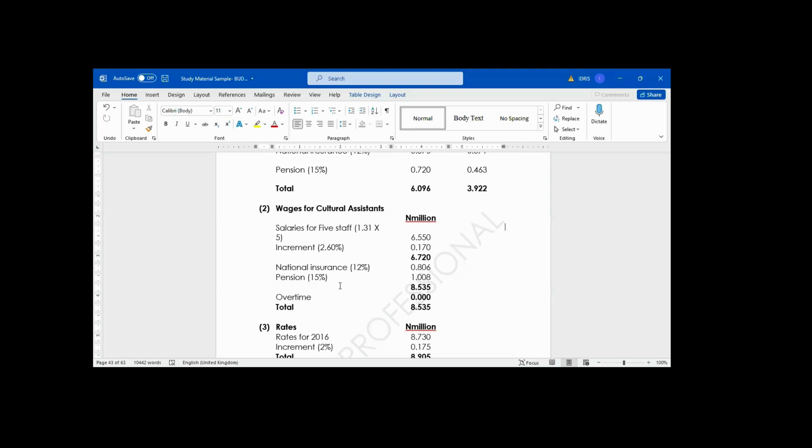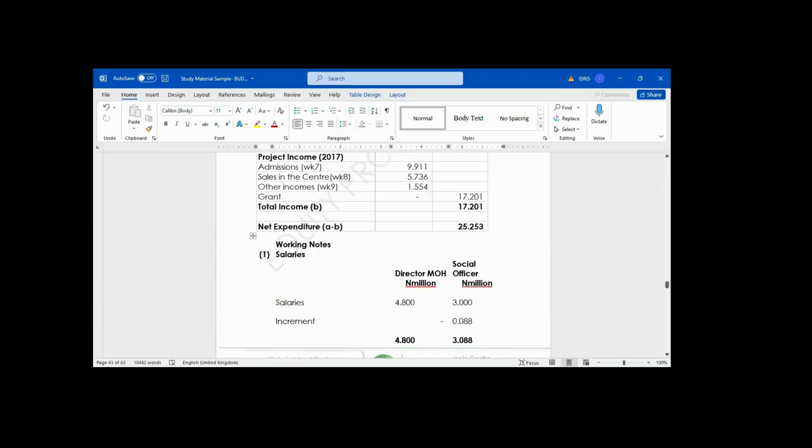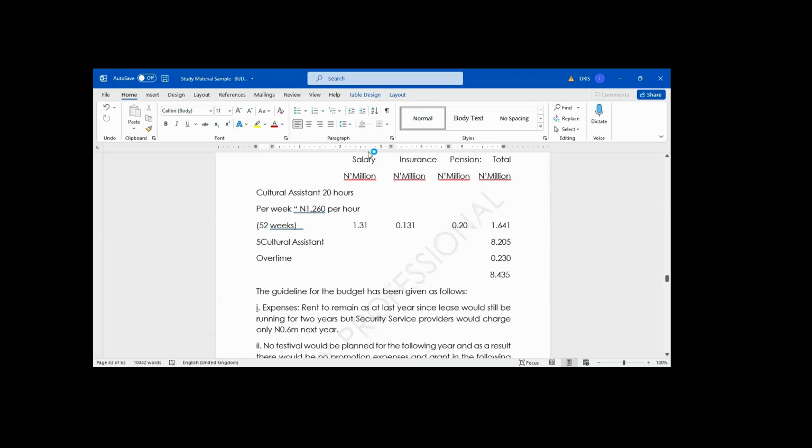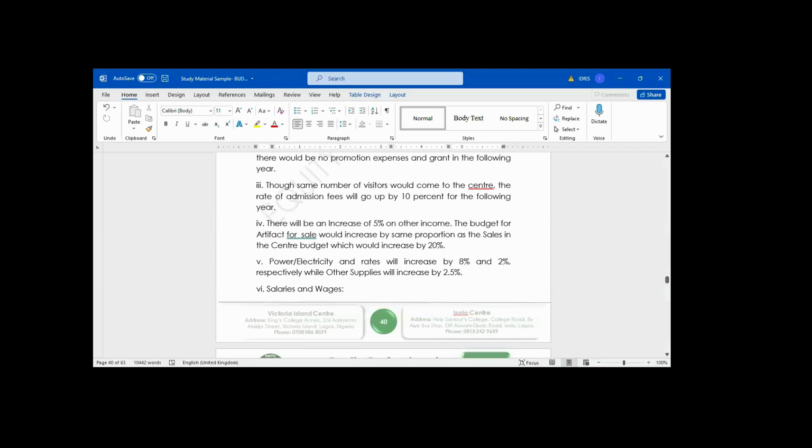At the end of the day, in these wages, in the question given to us, look at the wages. They have salary under the wages, insurance, pension. After they get that, there is an amount too called overtime that they used last year. Do we have any note on overtime in this current year? What are we told regarding overtime?